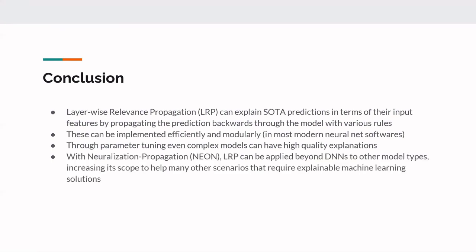With neuralization propagation, or NEON, which was not mentioned earlier in the slides, but is in the paper still, LRP can be applied beyond just deep neural networks to other model types, and this increases its scope to explain problems that are still in machine learning, but not limited to being solved with neural nets.